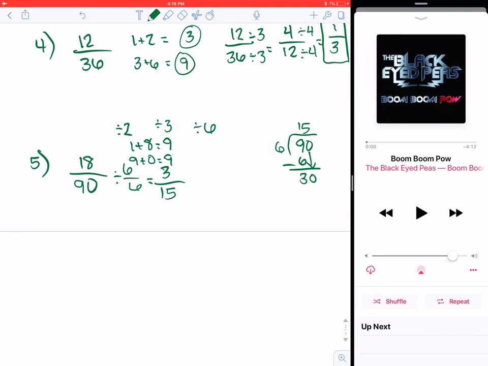I can't be done. I have 3 and I have 15, and I know 3 times 5 is 15, so I have to divide both by 3 to get 1/5. Now I can be done. I cannot divide 1/5 any smaller because 1 can only be divided by 1, and that's not going to change my fraction. Nice job. All right, so now it's your turn to play, pause, and repeat until you have divisibility rules.